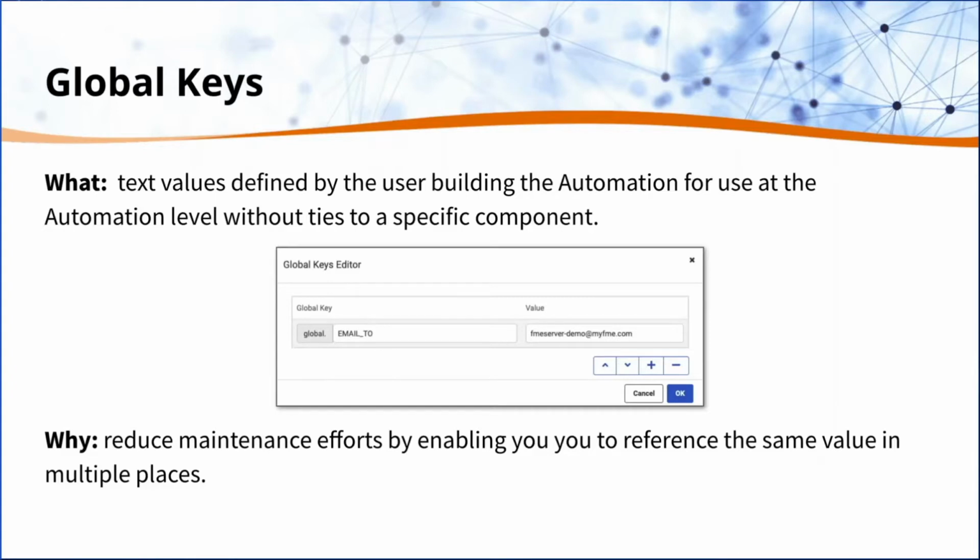So they can be particularly helpful in your workflow in reducing maintenance efforts. For example, perhaps you have multiple workspaces referencing the same output file, or you are sending multiple emails at different points in your automation to the same list of recipients. And rather than setting this on each individual component, you can point to a global key, which makes any updates much easier because you only have to change the value once, and that's reflected across many different components in your automation workflow.